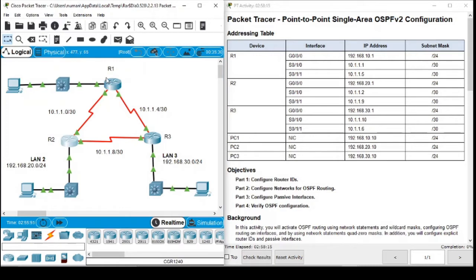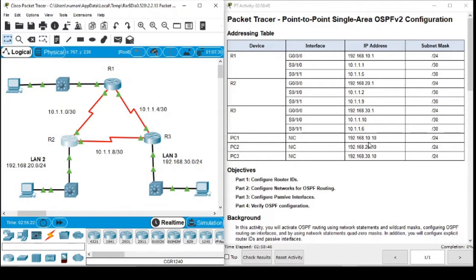Similarly, router 2 has two wide area networks. One is connected with R1, one is connected with R3. Both network addresses are given here, 10.1.1.0/30, and I think all of you know what /30 means. It represents the subnet mask, which is like 255.255.255.252. Router 2 also has a local area network, which is the 192.168.20.0 network. Similarly for router 3. So this is our basic topology.